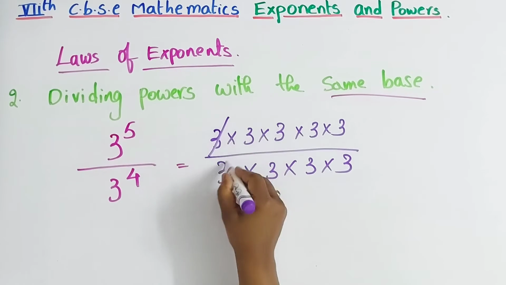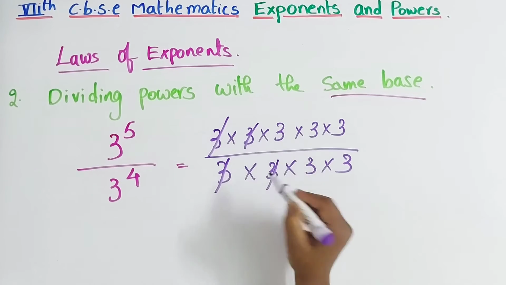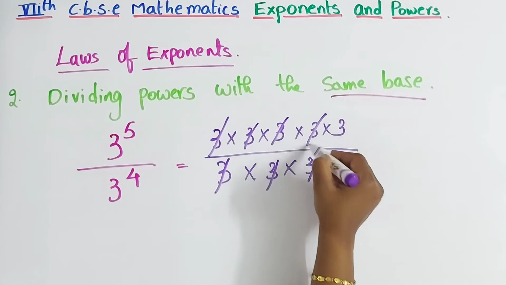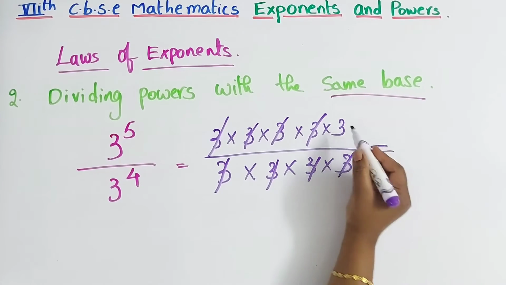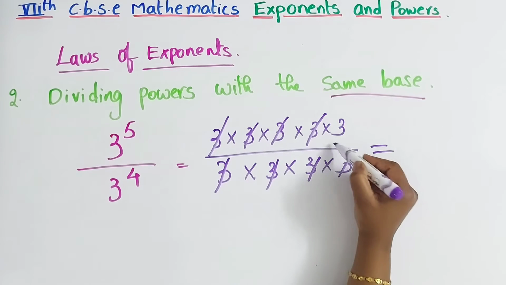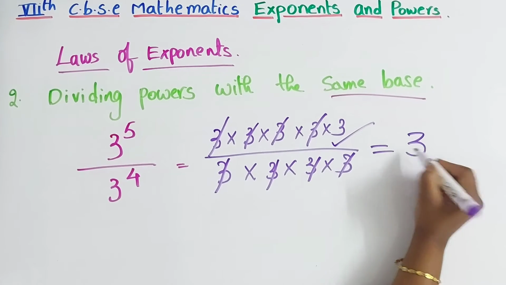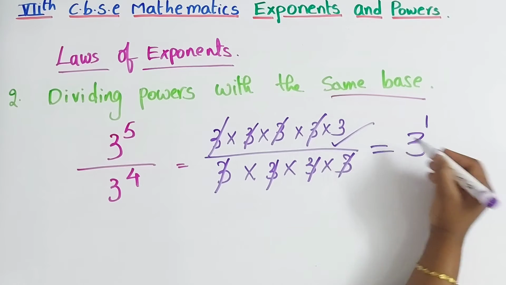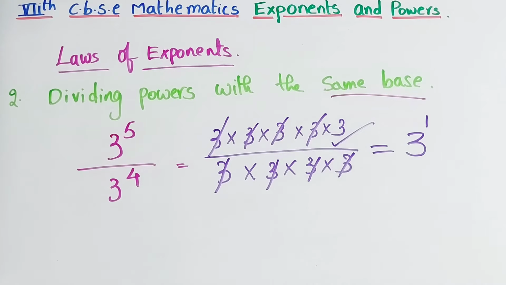Right, children? So here 3 3 will get cancelled. 3 3 will get cancelled. 3 3 will get cancelled. 3 3 will get cancelled. What is the answer? Only one 3 is left. Right? 3 raised to the power of 1. We can write 3 as 3 raised to the power of 1.